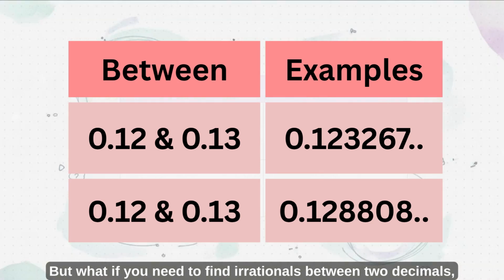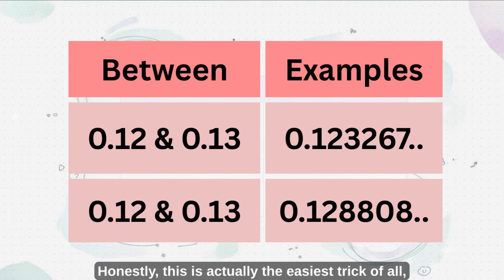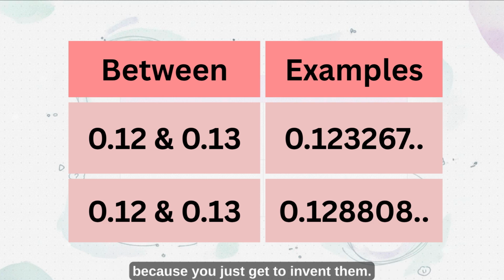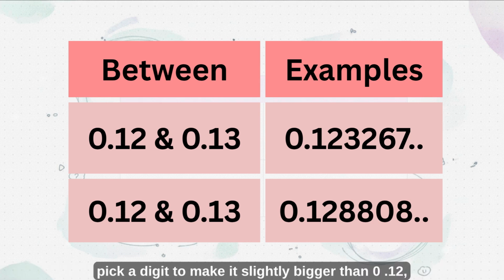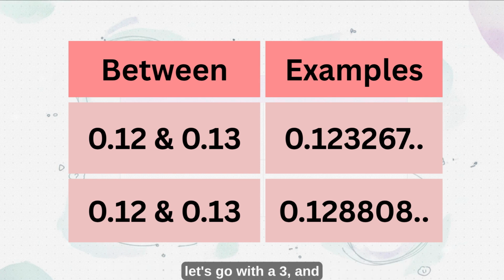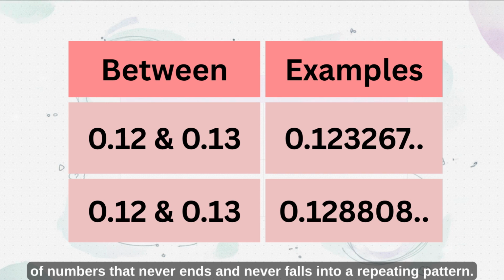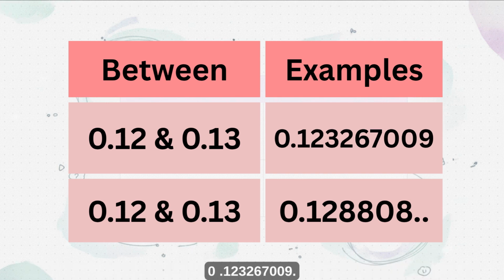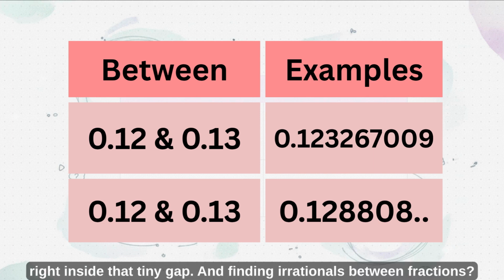But what if you need to find irrationals between two decimals, say like 0.12 and 0.13? Honestly, this is actually the easiest trick of all because you just get to invent them. Since an irrational number in decimal form is just non-terminating and non-repeating, you start with 0.12, pick a digit to make it slightly bigger than 0.12, let's go with a 3, and then just write out a totally random string of numbers that never ends and never falls into a repeating pattern. 0.123267009. Boom! You just crafted your very own unique irrational number right inside that tiny gap.